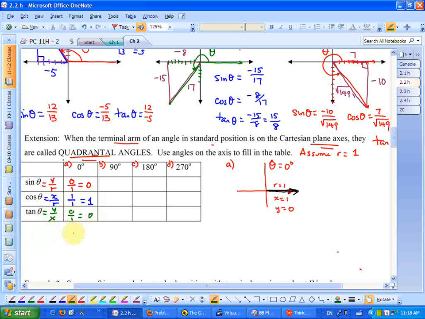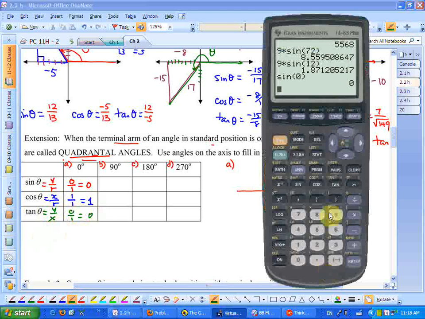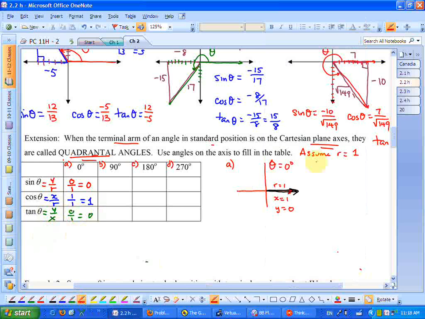Now, I can double check all these by using the calculator, right? Cosine of 0, just punch it in, you get the number 1. Tangent of 0, you punch it in, you get the answer of 0. But I'm trying to show you why this is the case. Now, let's take a look at part B, and let's draw a picture for part B, please.